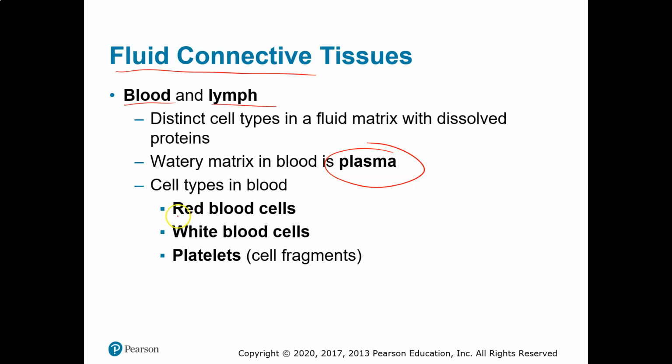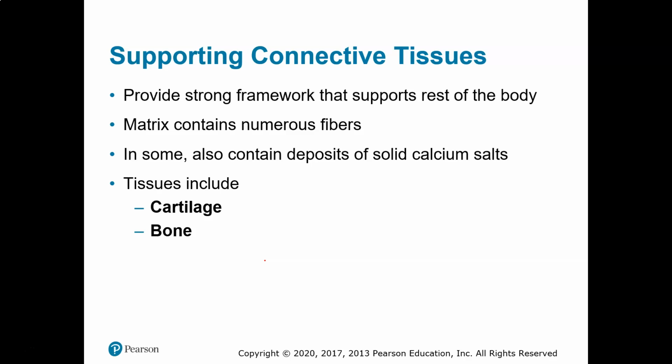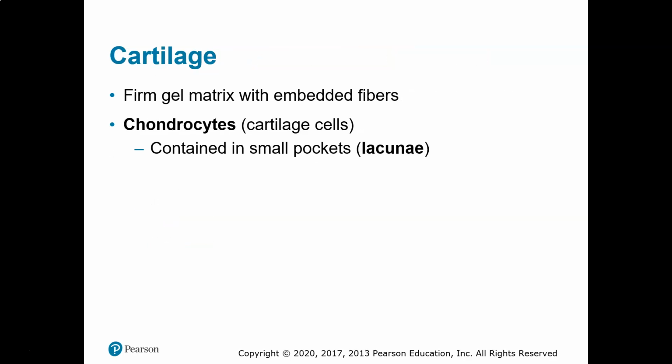The cell types in blood are red blood cells, white blood cells, and platelets, which are fragments of cells that function in clotting. And then your supporting connective tissues include cartilage and bone. And their matrix contains many fibers and a thicker ground substance, more solid ground substance. Cartilage contains a very firm gel matrix with embedded fibers.